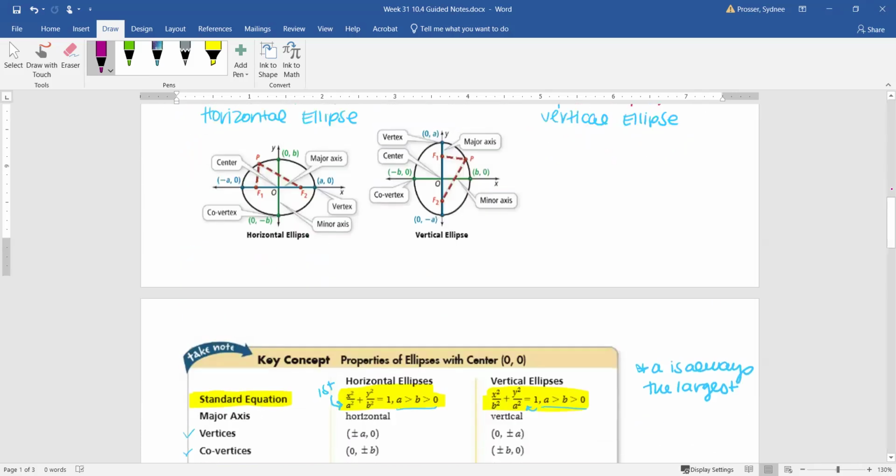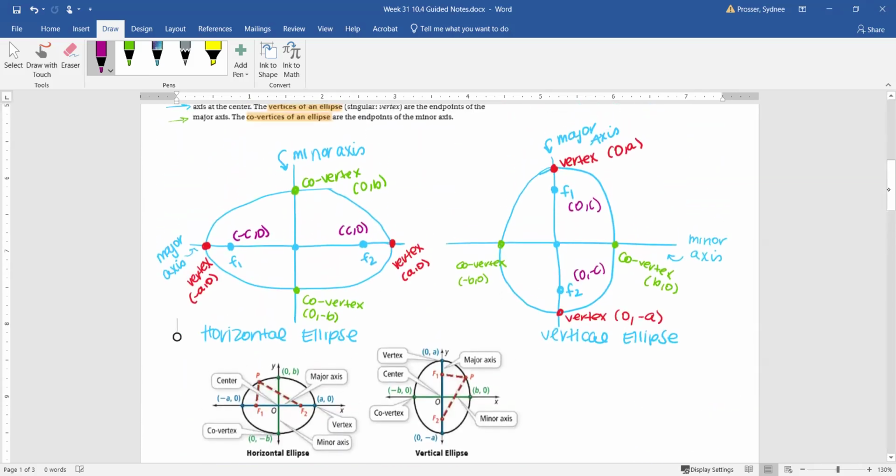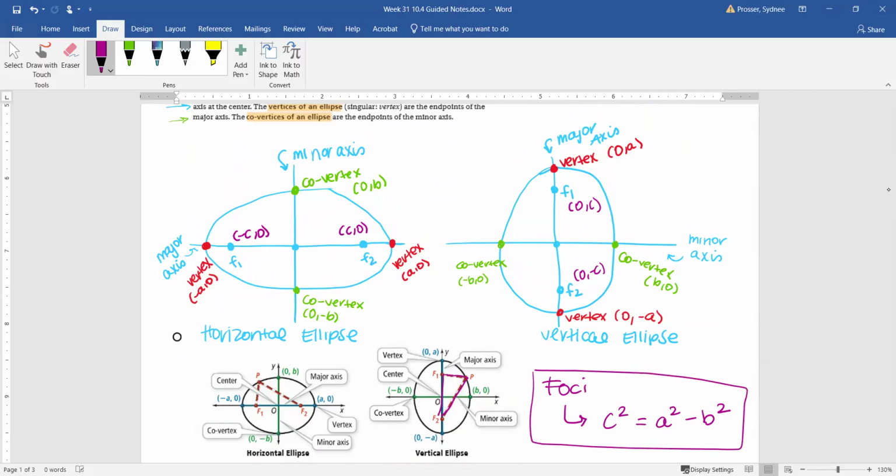And how we find our foci, that's really important, is we use a version of the Pythagorean theorem. We find our foci using the formula c squared equals a squared minus b squared. That comes from noticing we do have a triangle within our points along the ellipse using those foci. So that's how we find our foci using that formula.